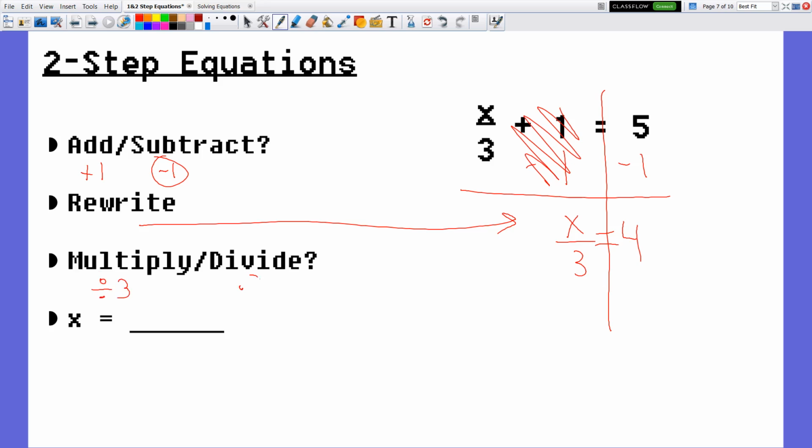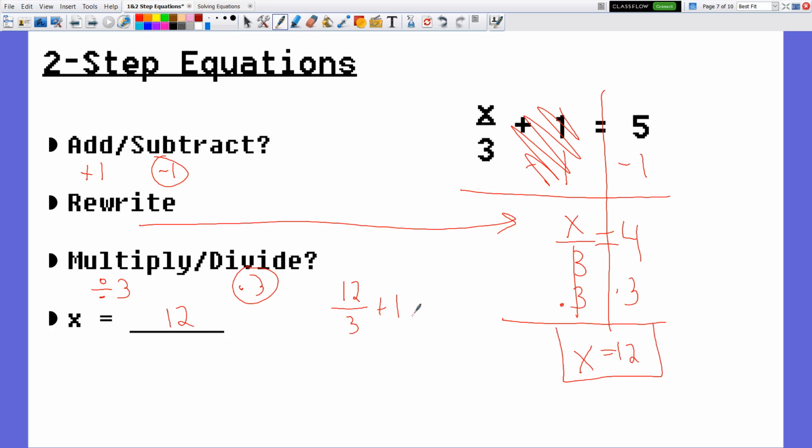The inverse is times 3. All right, times 3, times 3, both sides. That gives me my 3/3, which gives me 1x, and then 4 times 3 is 12. Let's put it back into the problem and see if it's right. 12 divided by 3 plus 1 equals 5. Division comes before addition. 12 divided by 3 is 4, plus 1 equals 5. 4 plus 1, 5 equals 5.